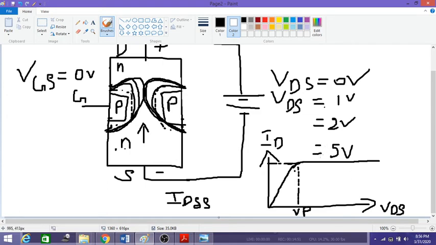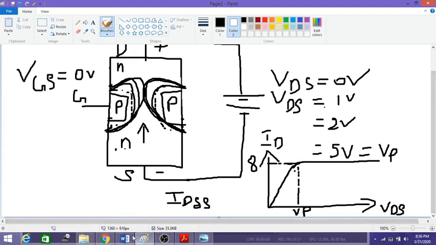As you increase VDS from say 5 volts to 6 volts, the current remains the same. For example, if the maximum current is 8 milliamperes, the current remains constant even though you increase the VDS from 6 volts to 7 volts or 7 volts to 8 volts. So this voltage at which the current becomes constant, we call it VP. So VDS is equal to VP, the pinch-off voltage. VP stands for pinch-off voltage.